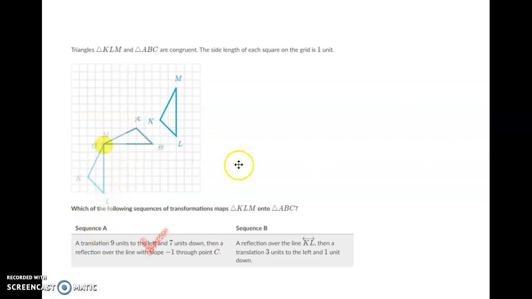So let's back this stuff off and let's see the next one. Let's see if we can get that one to work. Okay, on this next one, they're saying a reflection over the line KL.